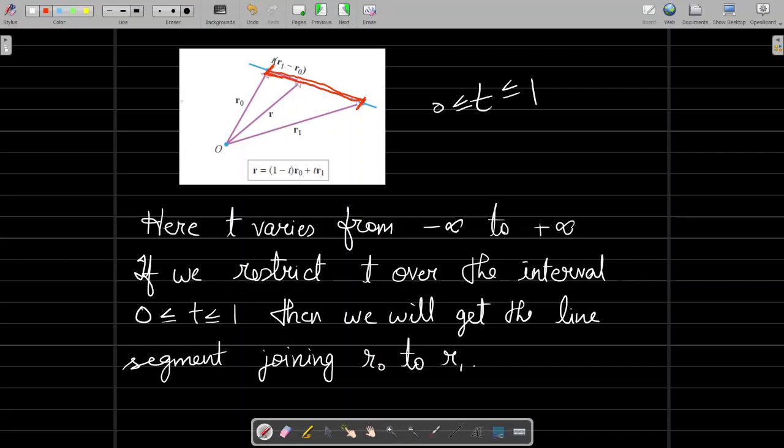And if we take t from minus infinity to infinity, then we will get the line passing through r0 and r1. And if we take only the values of t from 0 to 1, if we restrict the values of t to be between 0 and 1, then we will get the equation of the line segment joining r0 and r1.